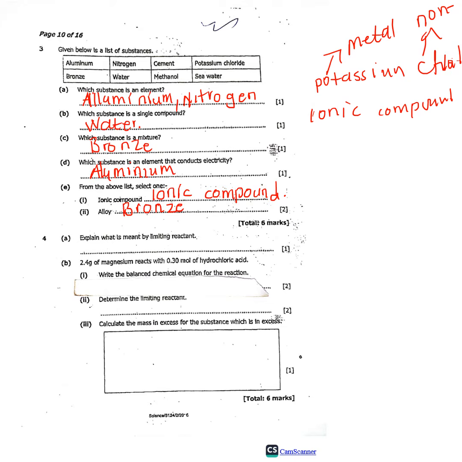Okay, now let's move on to question 4. Question 4a, explain what is meant by limiting reactant. During a chemical reaction, you may have a reactant that is in excess and one that is insufficient. The one that is insufficient will be used up first before the other one is finished. The substance that is used up first is what we call a limiting reactant, because it limits the amount of product that will be produced.